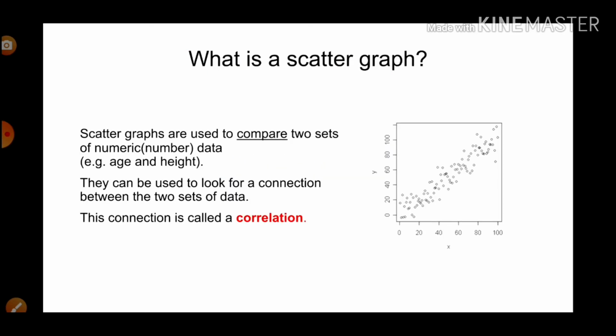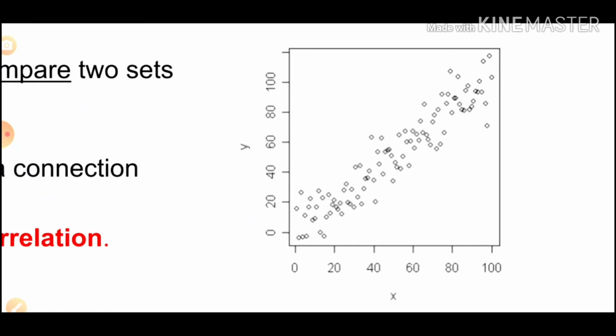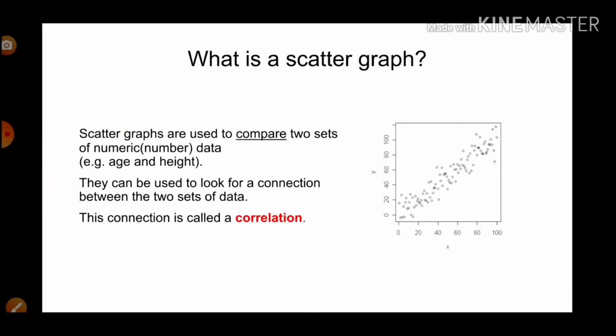Okay, let's talk about the scatter plot. What is it? A scatter plot looks like this. It's lots of dots inside it. It's used to compare two sets of numerical data, for example, age and height, weight and height. So they can be used to look for a connection between the two sets, how closely related they are. This connection we call correlation. This term is very important in the scatter graph.